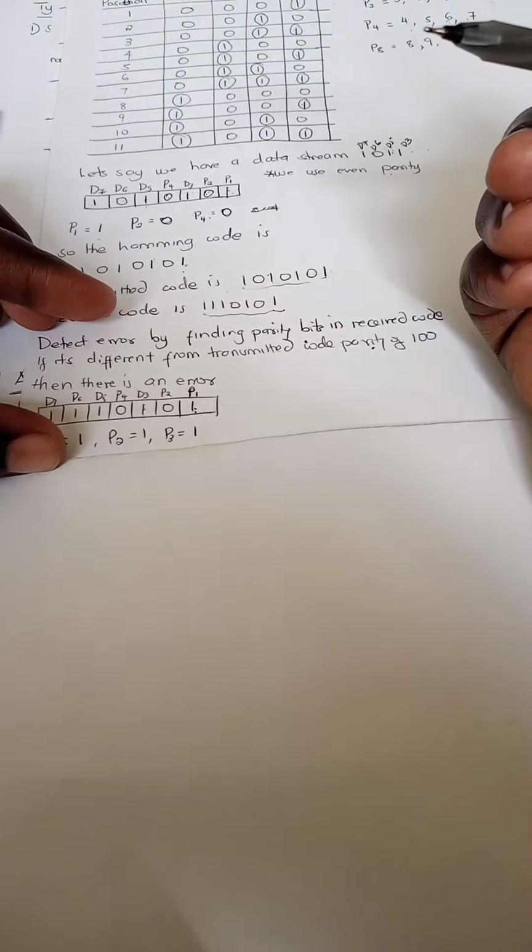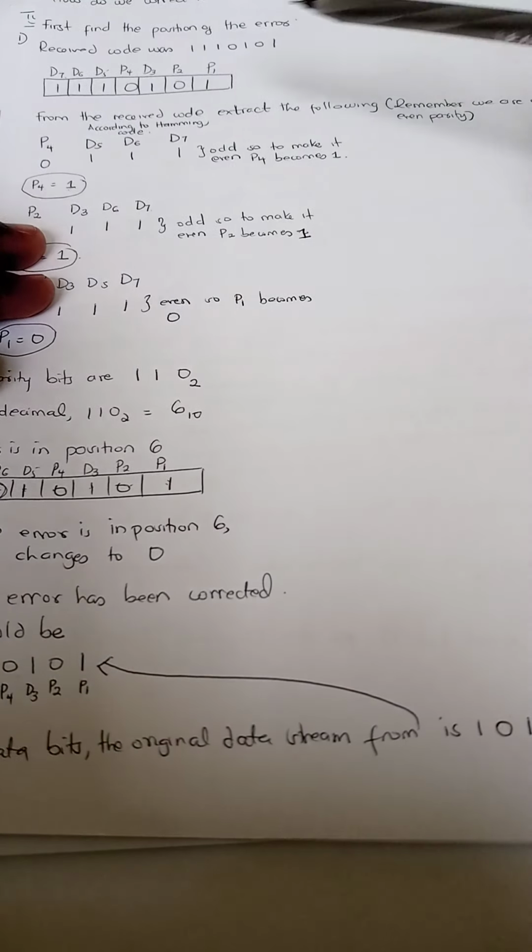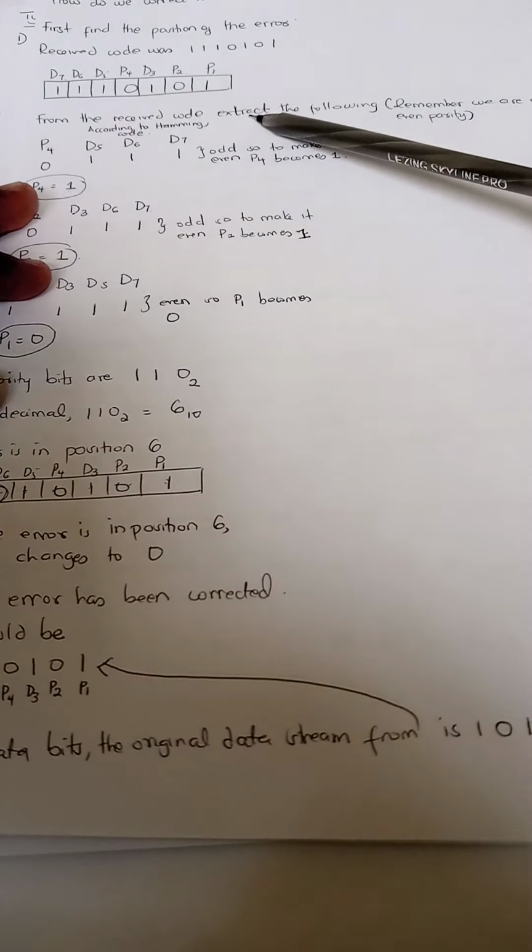Okay, so first we find the position of the error. The received code was 1, 10101. Okay, so we will still position it the way we did in the beginning. So from the received code, we will extract the following. So remember, we are using even parity, don't forget this.